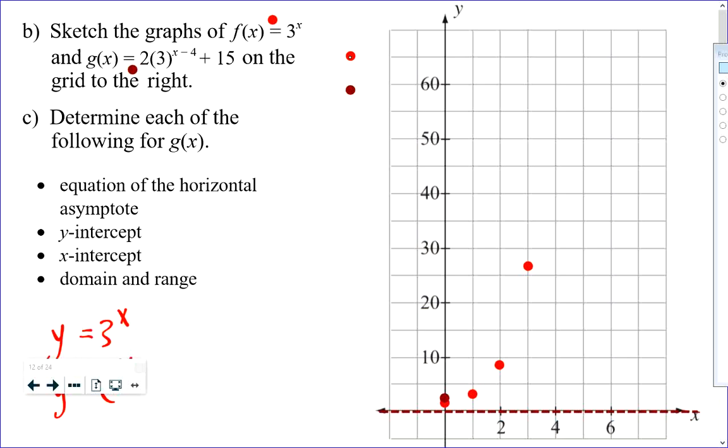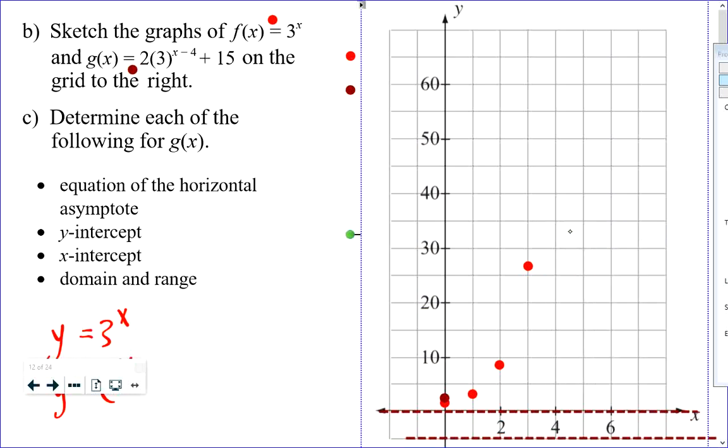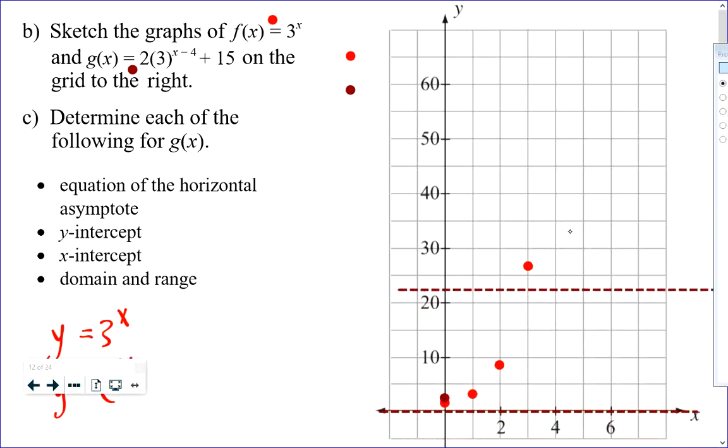right out of the gate draw in that asymptote. And I'm not using different colors for the asymptotes. We can draw that new asymptote at 15. So let's go back to this brown point. This brown point is now 2 above that asymptote.